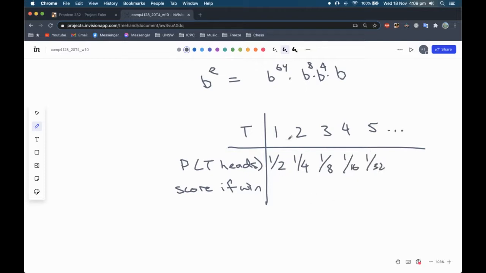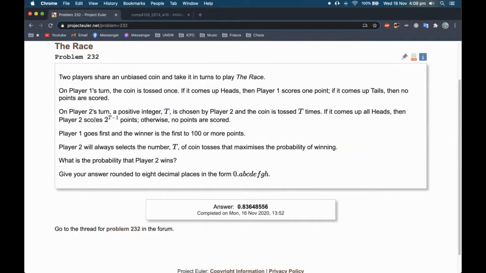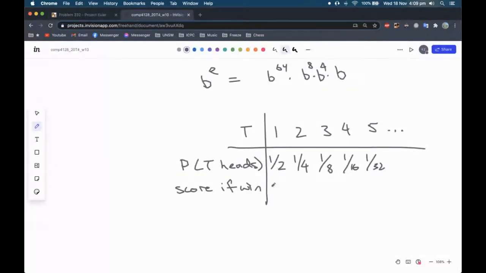These are the probabilities for increasing t. And now we also calculate the score if we win. And so it gives us a very nice formula here. It's just 2 to the t minus 1. So here, 2 to the t minus 1 is 0. So 2 to the 0 is just 1. 2 to the t minus 1 here should be 2, and then 4, and then 8, and so on. So it should just double every single time.